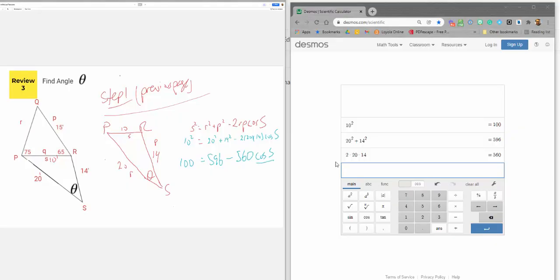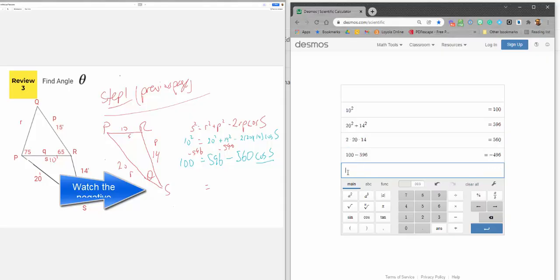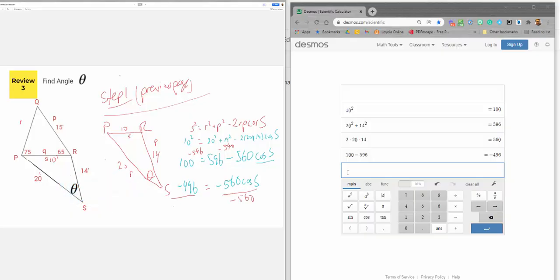And I want to get the cos s on its own, so I'm going to minus both sides by 596. And I'm left with, so I got 100 minus 596 is negative 496, right? Negative 496 equals negative 560 cos s. And I want cos s on its own, so I'm going to divide both sides by that negative 560.